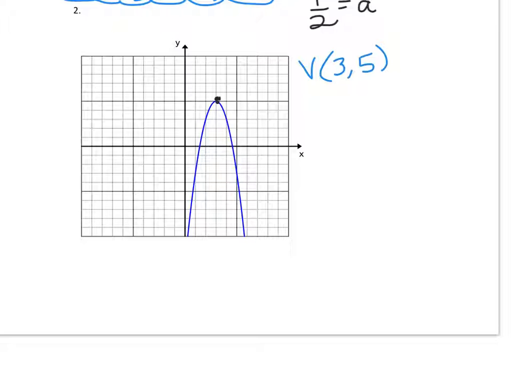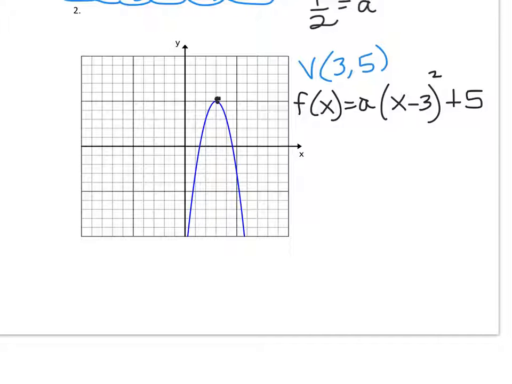Okay, so I know so far my equation must look like this. Well, I don't know a yet. So if my graph shifted to the right 3, that must have come from an x minus 3, using those transformations that we did on Tuesday. And if it went up 5 units, it must have had a plus 5 on the end. Okay, so the only thing that we don't know right now is a.